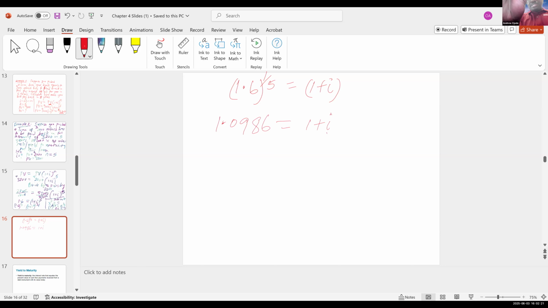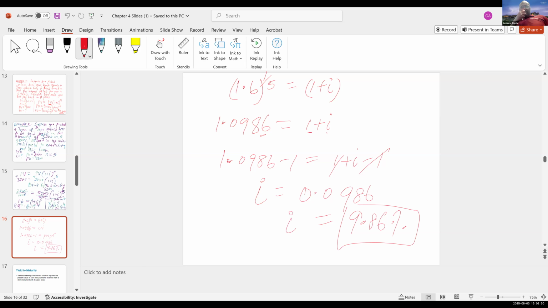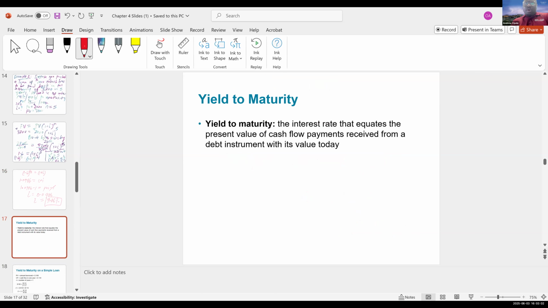Now to solve for the interest rate, I need to subtract 1 from both sides. If I subtract 1 from both sides, that's going to be 1.0986 minus 1 must equal 1 plus i minus 1. So the 1 cancels here. So 1.0986 minus 1 is going to be, so the interest rate is going to be 0.0986, which is the same thing as 9.86%. So that's how you solve for the interest rate. Very easy. Okay. So that is as far as a simple loan goes. We just apply the simple formula. So now let's go to more complicated stuff.